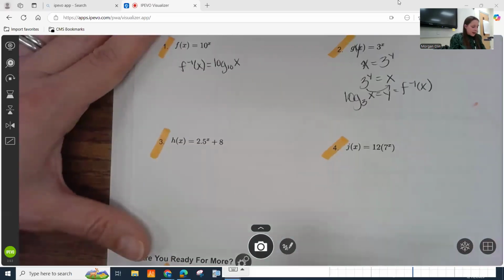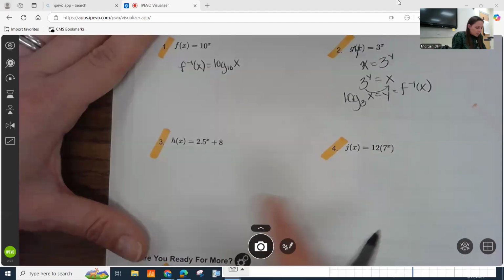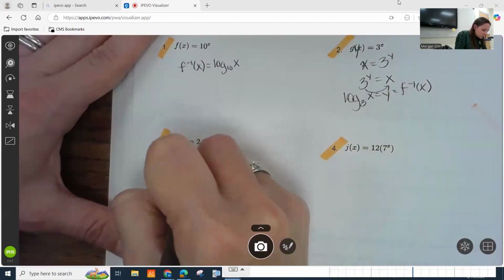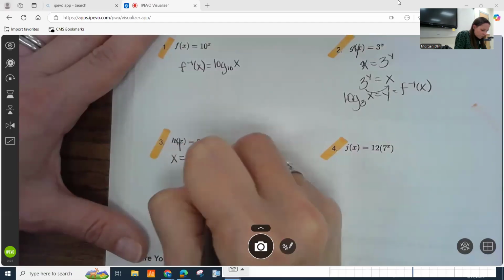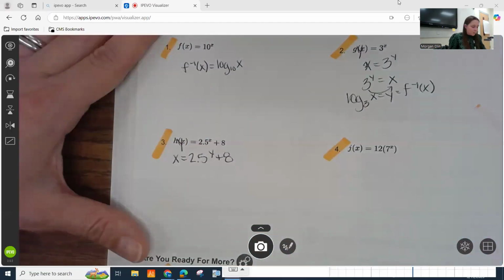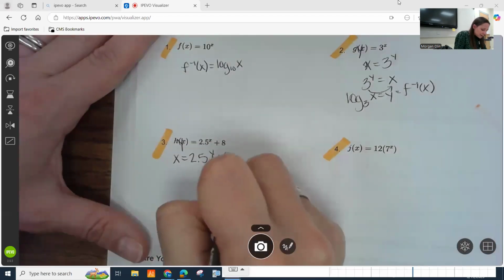So again, now, here's the thing. I'm going to switch my x and y, so that's y right there. So x equals 2.5 to the y plus 8. So here, think about solving for y. Well, the first thing I would do is subtract 8.